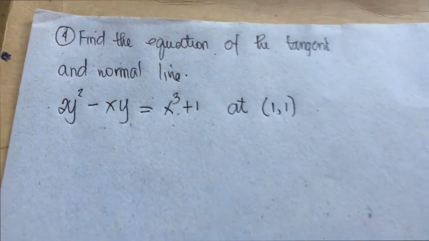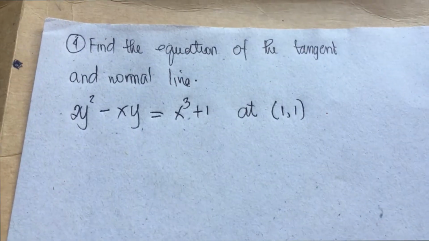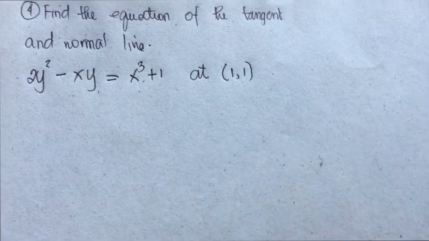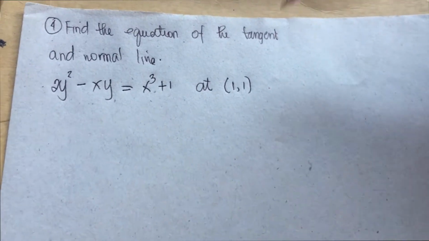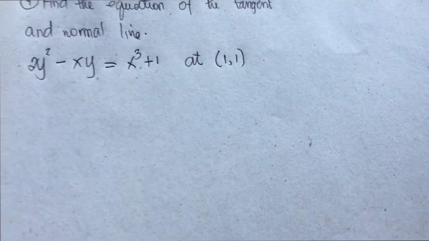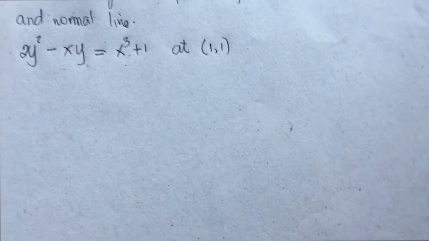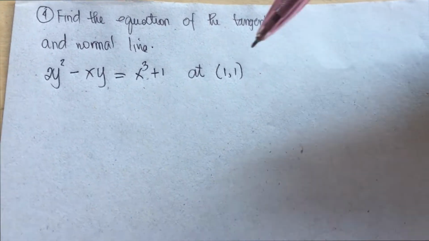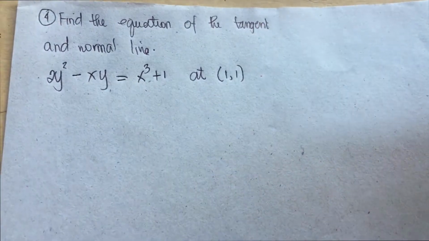So, let's have our fourth example. Find the equation of the tangent and normal line given this equation at a given point 1, 1. Of course, you cannot find the tangent and the normal line directly. We need to find our y prime first. After getting the y prime, substitute the values of x and y from your point. Then that is already your slope.